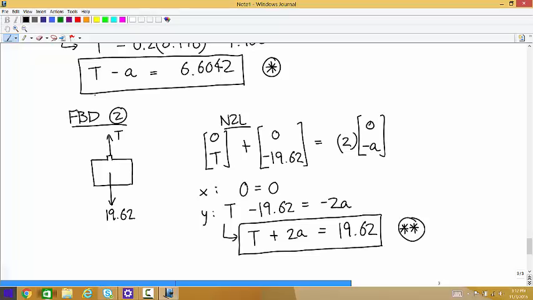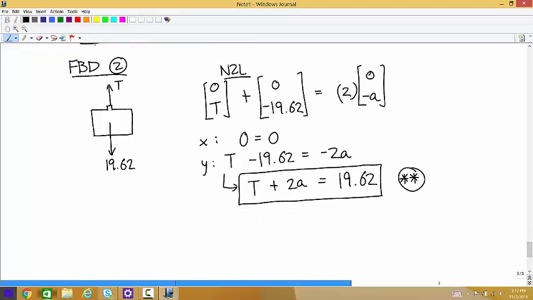And now I have these two equations, star and double star. It's two equations for the same two variables. So we can solve those. Okay? You can do it by substitution. You could also do it by subtracting one equation from the other. Whatever you feel comfortable with. Substitution always works, so that's probably a good way to go. I'm going to do it like equation star minus equation double star.